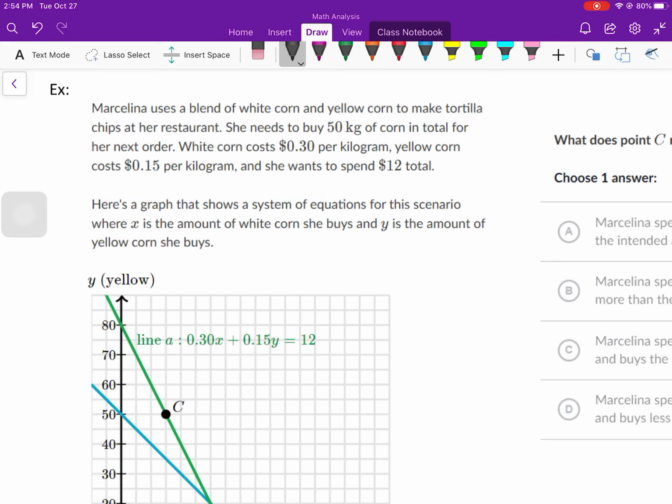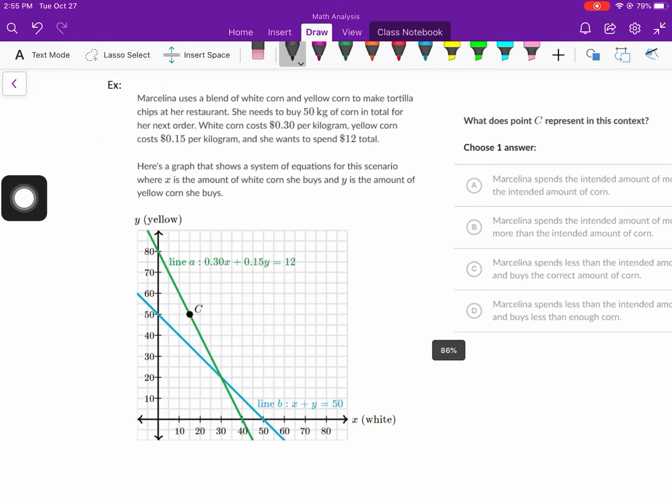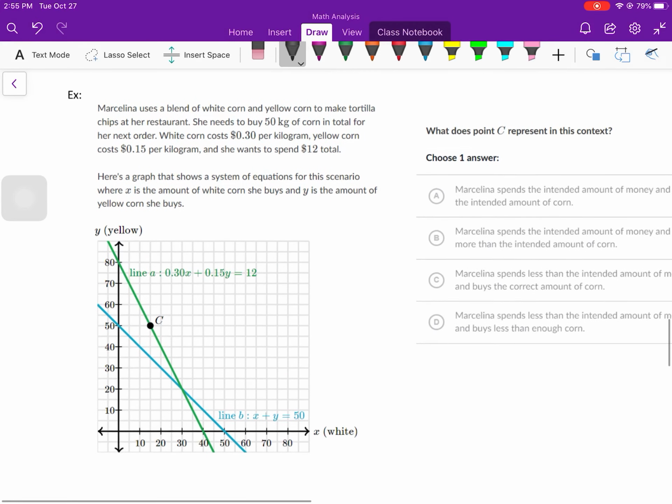Now, I want you to realize there's no restriction on how much of each corn she needs to buy. That's where I was confused. So it's not like she needs exactly this amount of yellow corn and this amount of white corn. Otherwise, we're kind of stuck figuring out exactly where we need to be. But this is a little more general. It doesn't matter as long as she buys a total of 50 kilograms of corn. So you could be thinking, why not just buy all yellow corn in that case? Because it's cheaper. And that's exactly it. You could, because it would be cheaper. And that's what she does here.